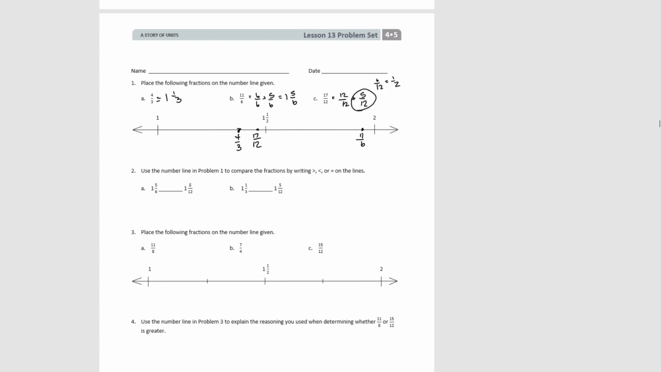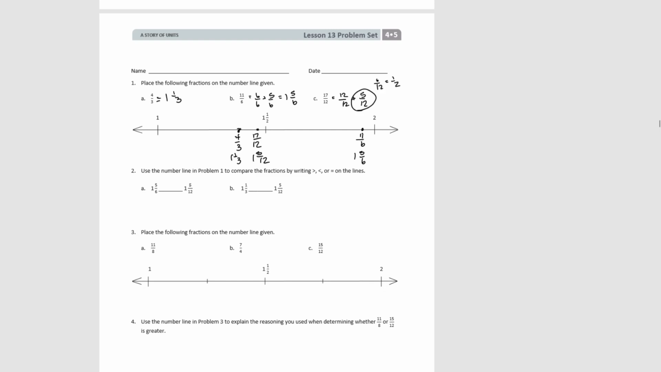So we've reasoned out the location of our 3 fractions. Then based on that, we're writing this as 1 and 1/3. This is 1 and 5/12. And this is 1 and 5/6. Then pause the video and do number 2, A and B.